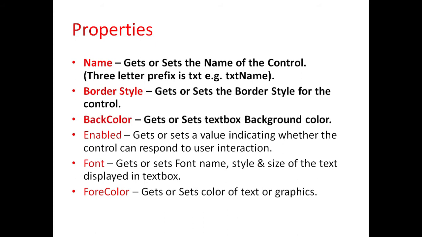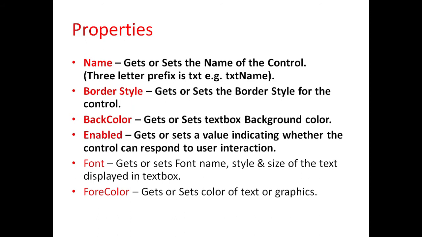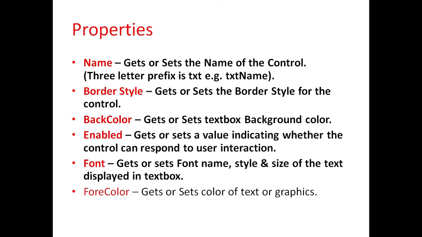Back color property is used to get or set the text box background color. Enabled property is used to get or set a value indicating whether the control can respond to user interaction. Font property is used to get or set the font name, style and size of the text displayed in the text box. Forecolor property is used to get or set the color of the text.